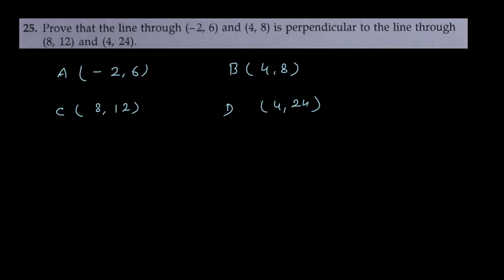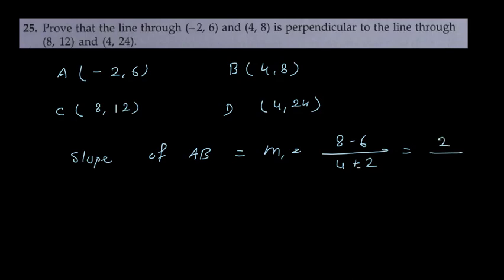Okay. Then if I take the slope of AB, let us say this is m1, this will be equal to 8 minus 6 divided by 4 minus minus 2, it will become plus. So 8 minus 6 is 2 and 4 plus 2 is 6. So the slope of AB, m1, is equal to 2 upon 6. So this 2 upon 6 is 1 upon 3. This is m1.